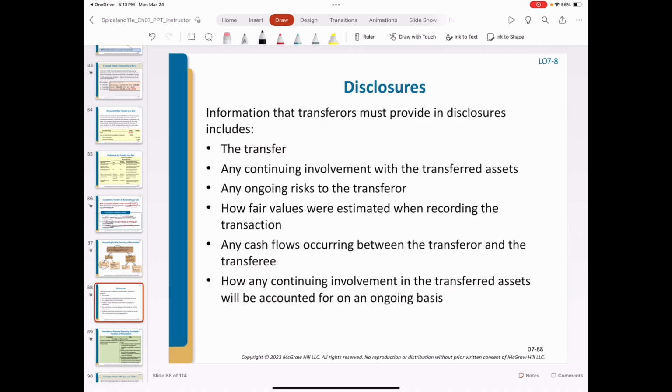Also, for the transfer of receivables, the company should provide this information.